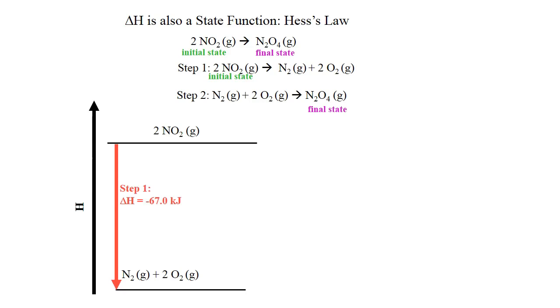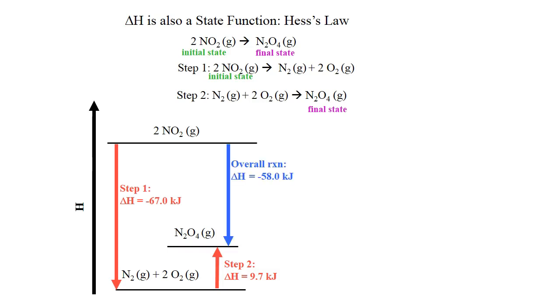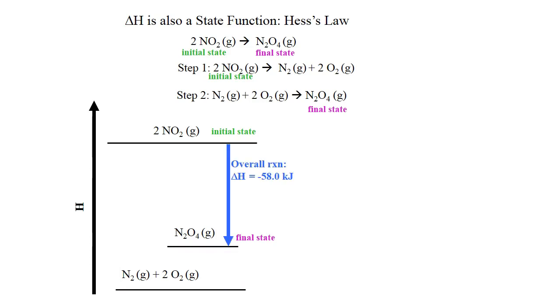Step 1 is going to release some heat to form its elements. And then in step 2, we're going to require some heat and use those elements to reform N2O4. So if we do step 1 and step 2 as a 2-step reaction, that should give us the same delta H that the overall reaction would have given us if we add them together, which is negative 58 kilojoules. So again, the initial state and the final states are the same, and it doesn't matter if we do it in 2 steps or in 1 step.